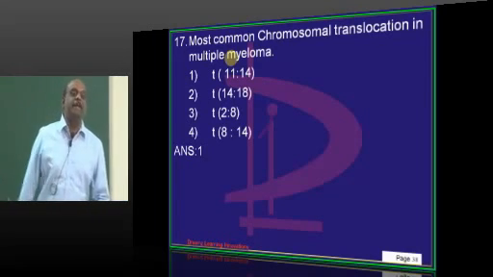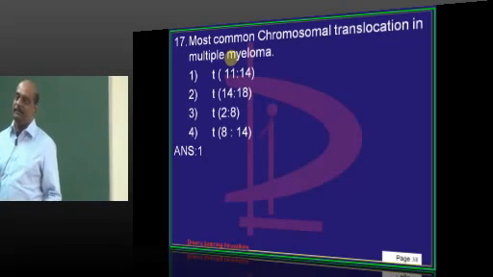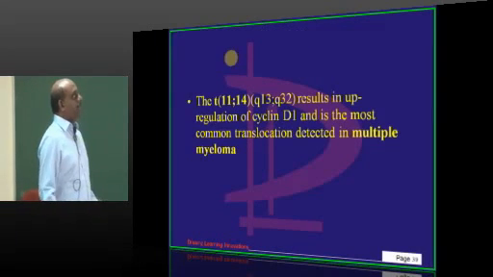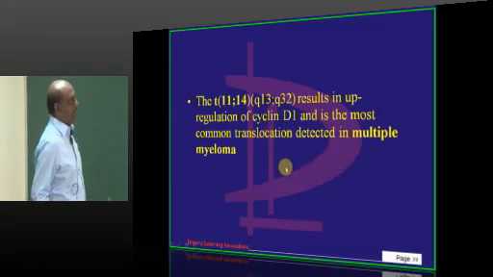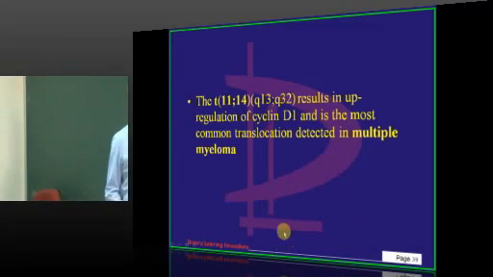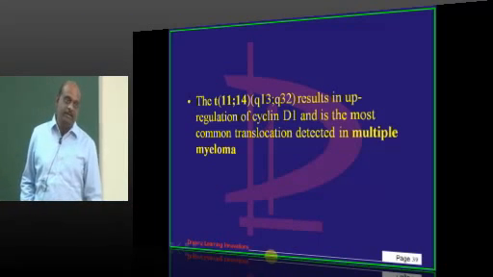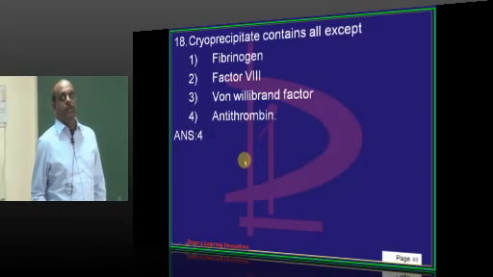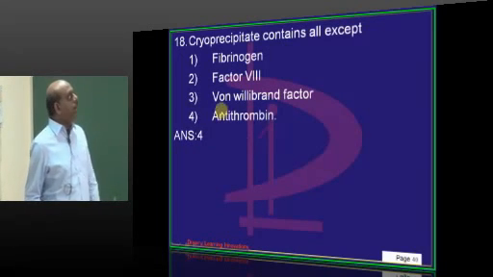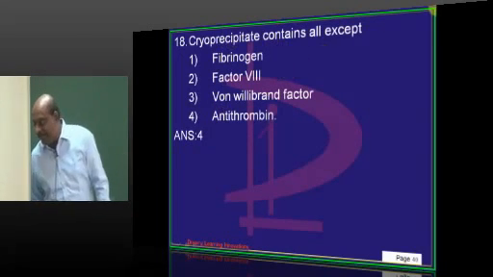Chromosomal analysis of multiple myeloma. So doctor, T1114 results in the upregulation of cyclin D1. The most common translocation which you find in the multiple myeloma is what you need to remember. What does cryoprecipitate basically contain, doctor?